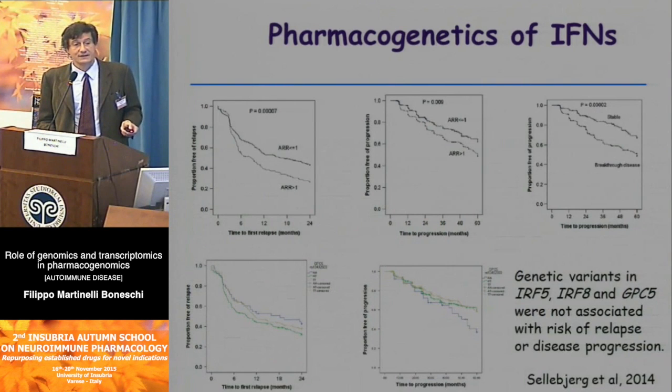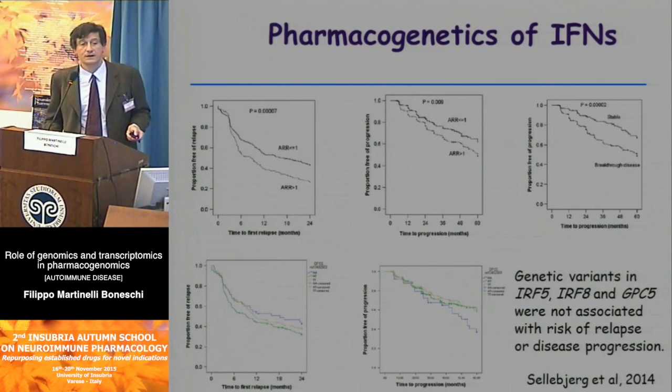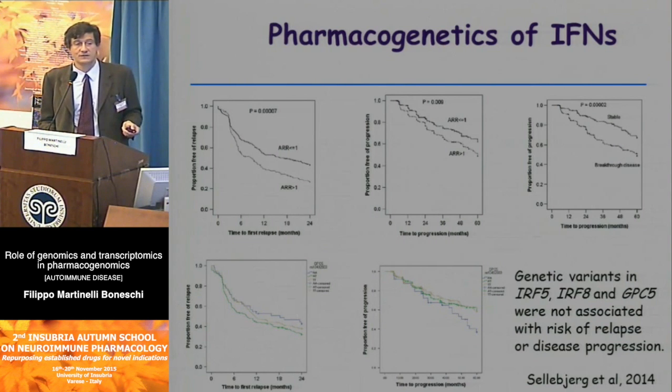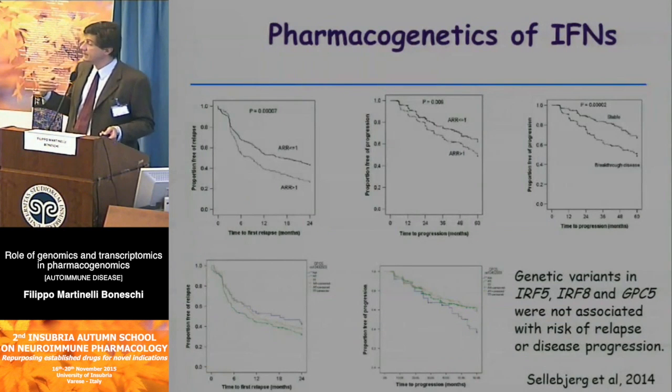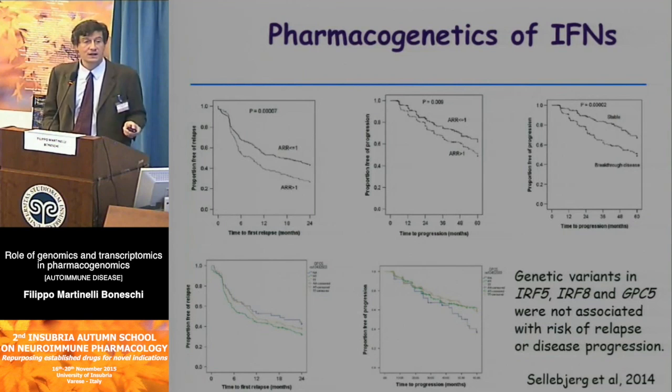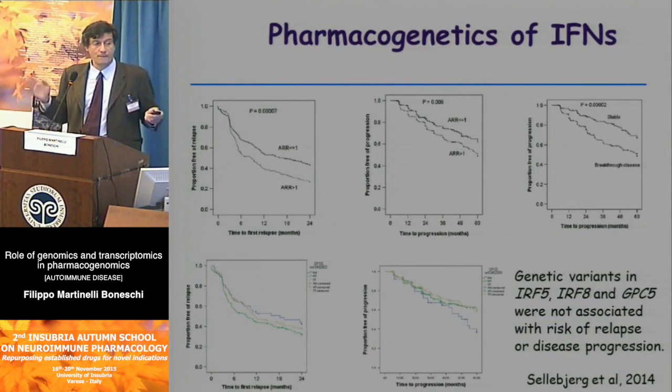Then other studies more recently have been done. For example, this is a study of a Danish group, and essentially what they did was to type genetic variants, once again using a candidate gene approach, IRF5, IRF8, and GPC5, which is the glypican5 that you see before. And the basic idea was to compare the time to first relapse in MS patients treated with interferon.